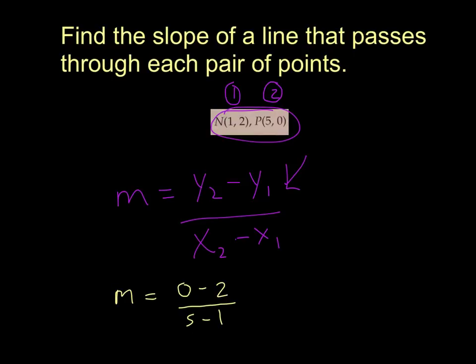So I plugged my coordinates into my equation here. So the second y coordinate was 0, plug that in there. The first y coordinate was 2, I plug that in there and I subtract them. And my second x coordinate is 5, plug that in, and I subtract from that the first x coordinate, which was 1. So now I subtract that out, and when I do that, I get negative 2 over 4, which when I simplify gives me negative 1 over 2. So that would be my slope.